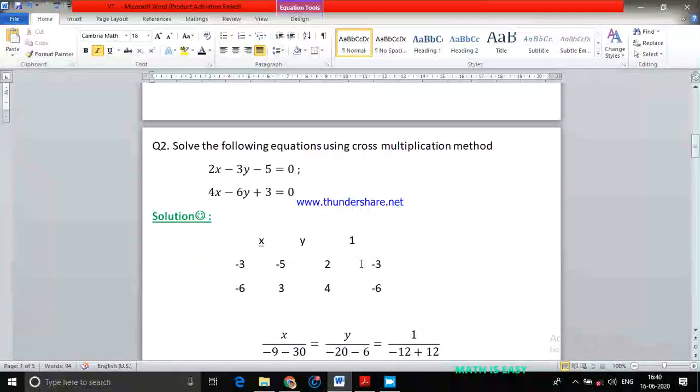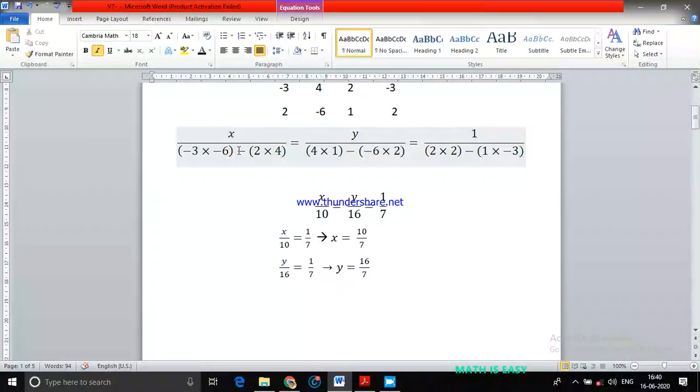So this is about the cross multiplication method. I think this is the much easier method. And please do remember this minus sign comes from the formula. This is one of the things you have to remember.